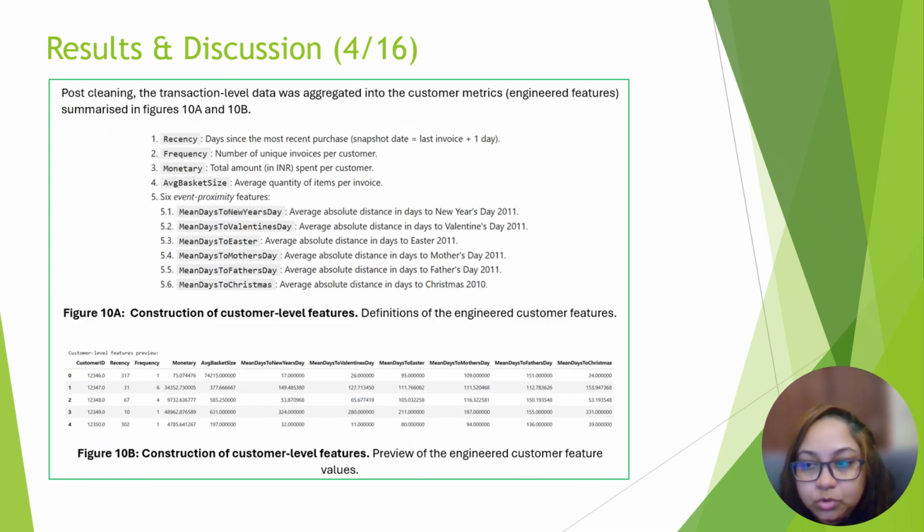Now moving on to notebook 3, which is the feature selection and exploratory analysis notebook. Post cleaning, the transaction-level data was aggregated into the following customer metrics and engineered features: recency, frequency, monetary, as well as average basket size, and 6 event proximity features as well. These are basically the mean distance in days to each major holiday in the UK, such as New Year's Day, Valentine's Day, Easter, Mother's Day, etc. And these customer-level features were once again merged into the customer data frame.